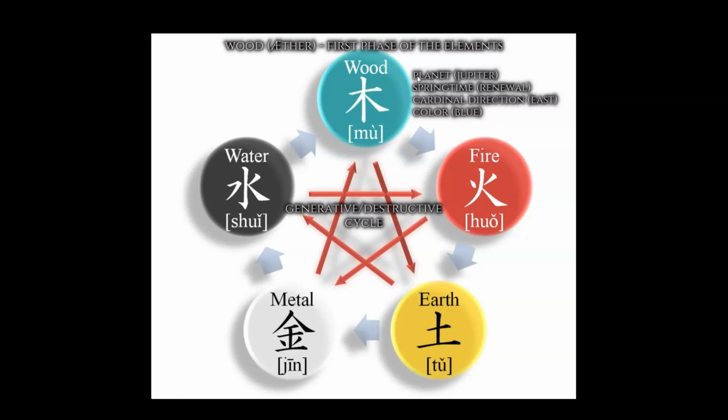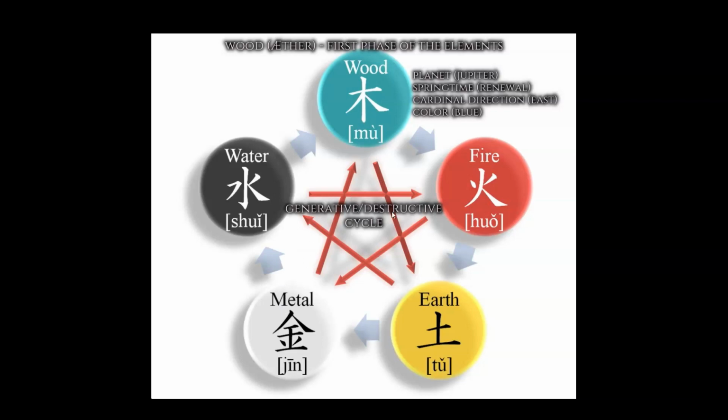And wood, or the ether, is represented by the planet Jupiter, or the wood star. The season that it represents is spring, which is renewal. The cardinal direction is east, and of course the sun rises in the east. The color it is associated with is blue. It can also be associated with green. But this is the wuxing version of the alchemical cycle.